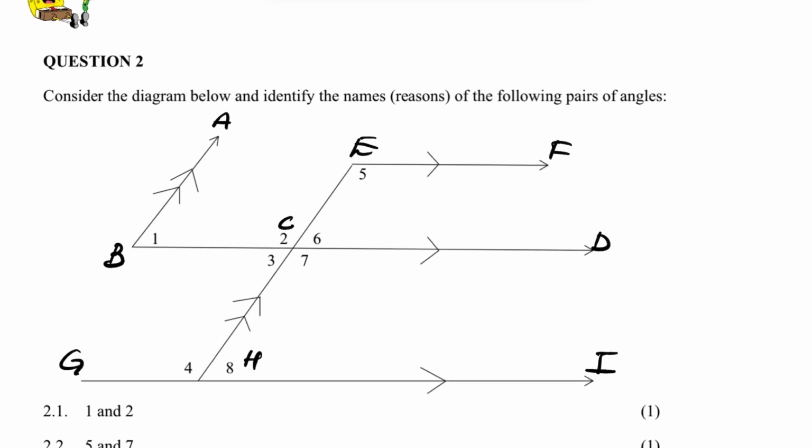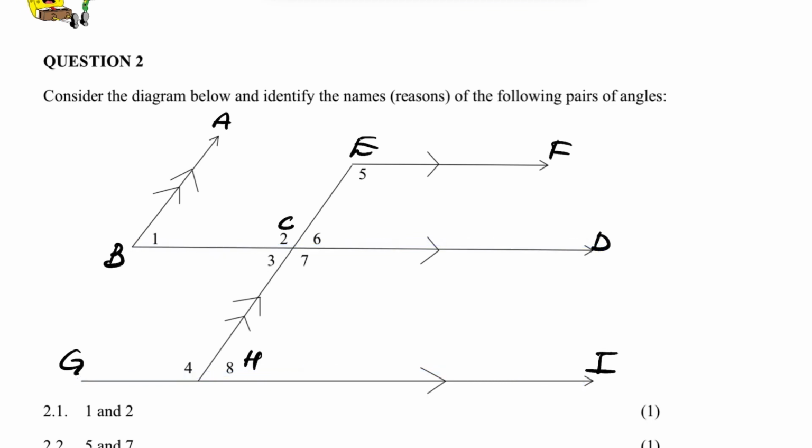This question says, consider the diagram below and identify the names and reasons of the following pairs of angles. We're going to look at pairs. But what do you need to understand here, guys? It's checking the parallel lines. AB is parallel to EH. Do you see? They're parallel. And also EF is parallel to CD or BD. And also BD is parallel to GI.